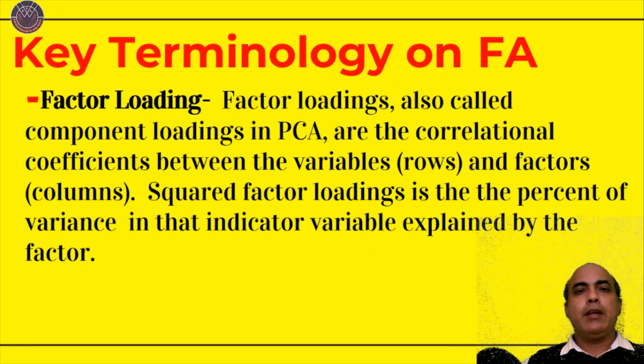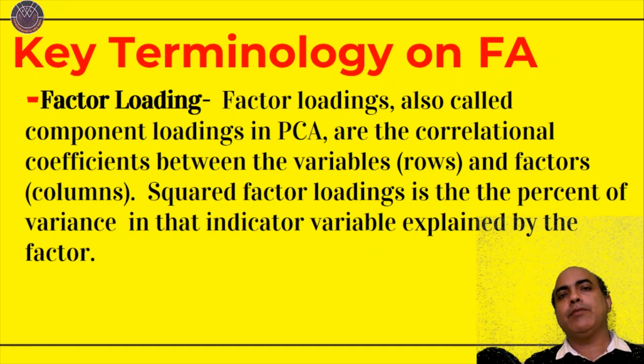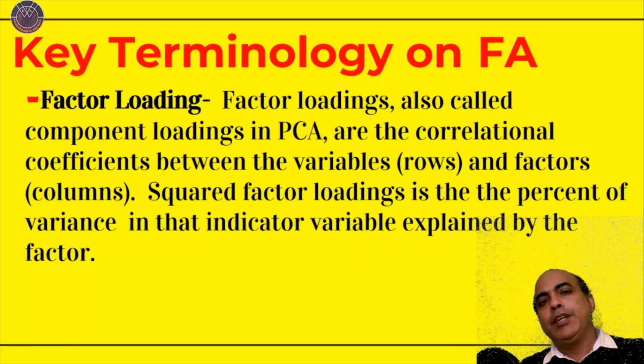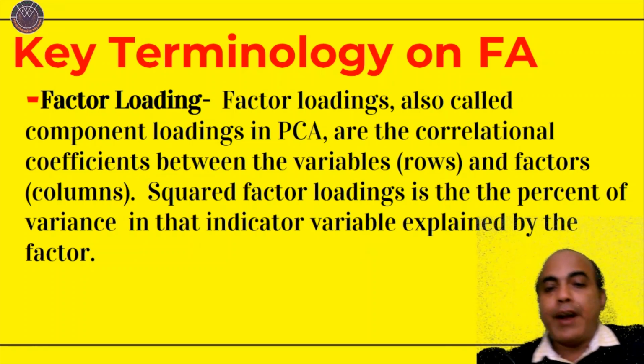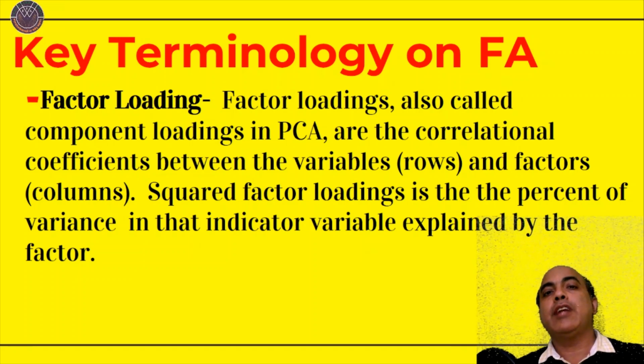It means that the variables may be loading to several factors. Suppose we have got 2-3 factors, and the variables may be loading to different factors, but to which factor is it loading most? By seeing the value of that correlation coefficient, we can understand which factor that particular variable or set of variables is determining. The squared factor loading is the percentage of variance in that indicator variable explained by that particular factor. So it shows how much of the variance in that particular set of variables that factor is responsible for.